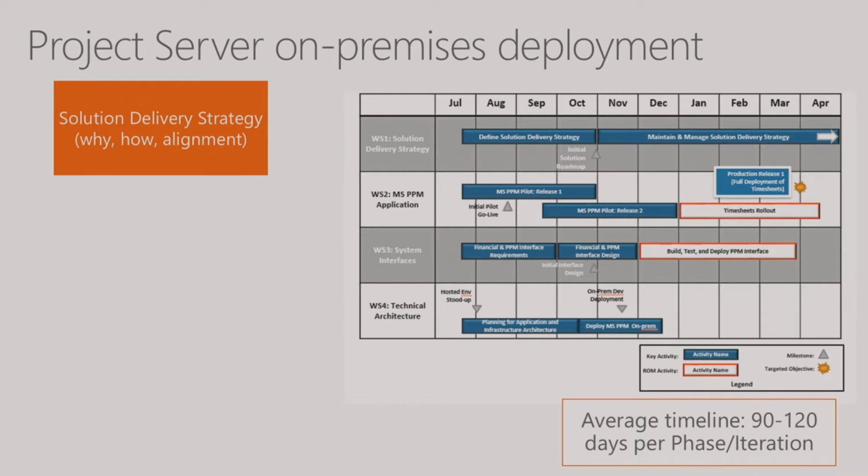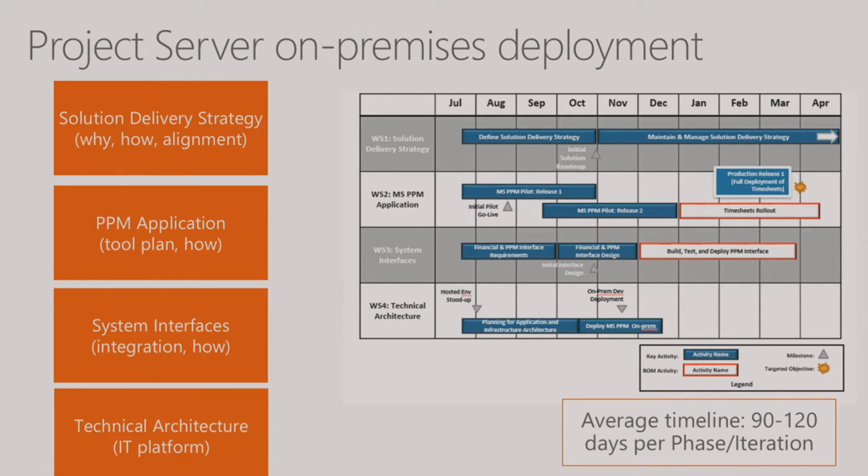And in any Project Server deployment, we typically have what we call 4 work streams. The top work stream is all about solution strategy and delivery. That is, why are you doing this? Why are you implementing this product? How are you going to implement it? And how well is it going to align with the business needs of the organization? Whether it's the PMO, whether it's your product development organization, your R&D and engineering.